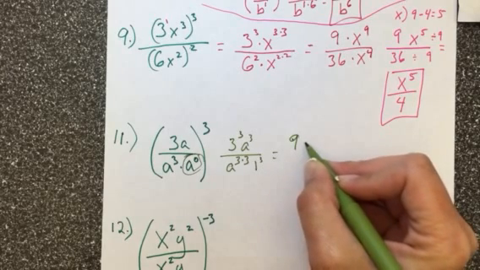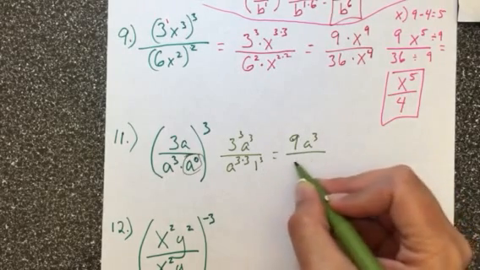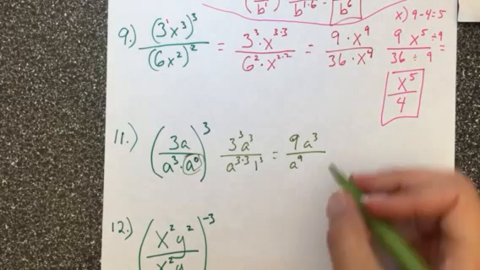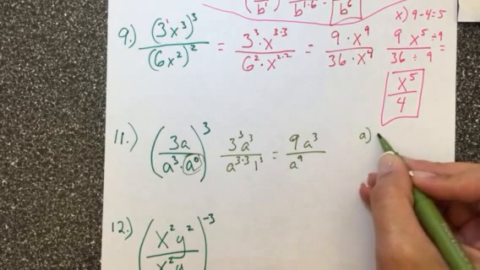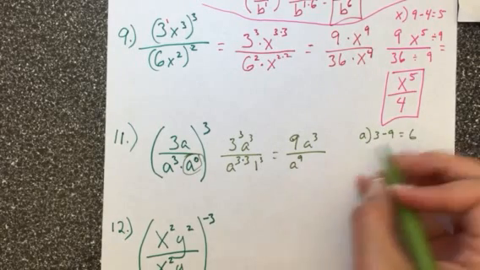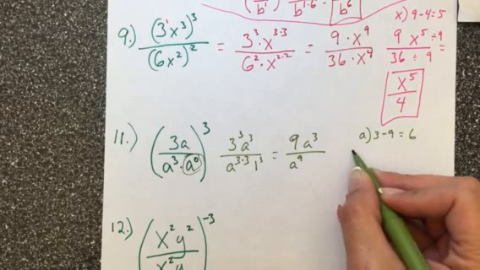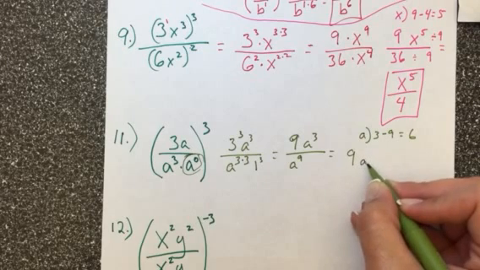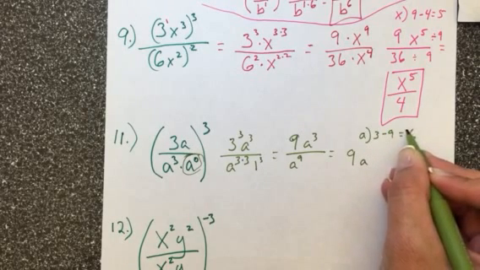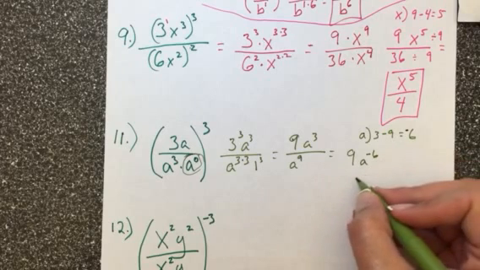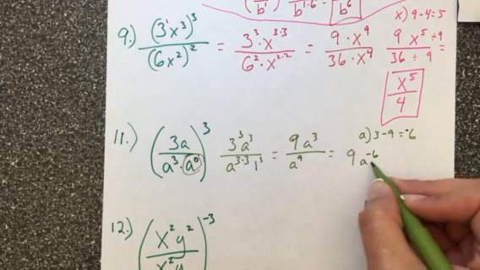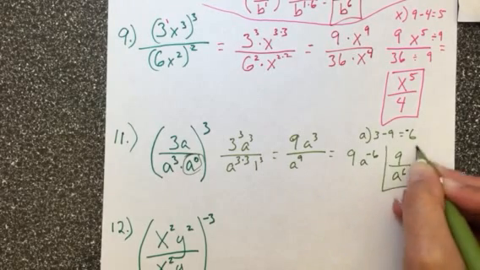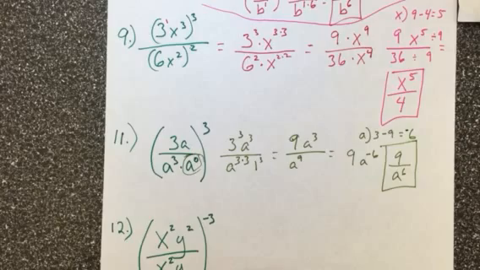So 9 a to the 3 over a to the 9 times 1, so we're not going to put it, yeah, that's good. And I know that for my a's, 3 minus 9 is equal to negative 6. So a to the negative 6 is going to be my answer, and that's basically 9 over a to the 6. Sorry, I was a little distracted there. If I got that one wrong, you guys can let me know tomorrow.